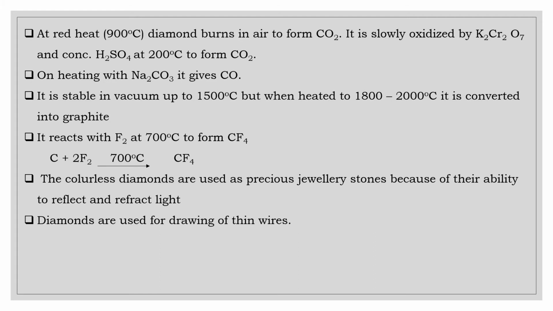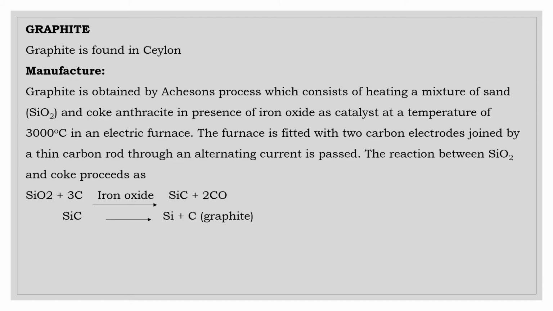Diamonds are used for drawing of thin wires. So these are the properties of diamond. Now let us move on to graphite. Graphite is found in Ceylon.